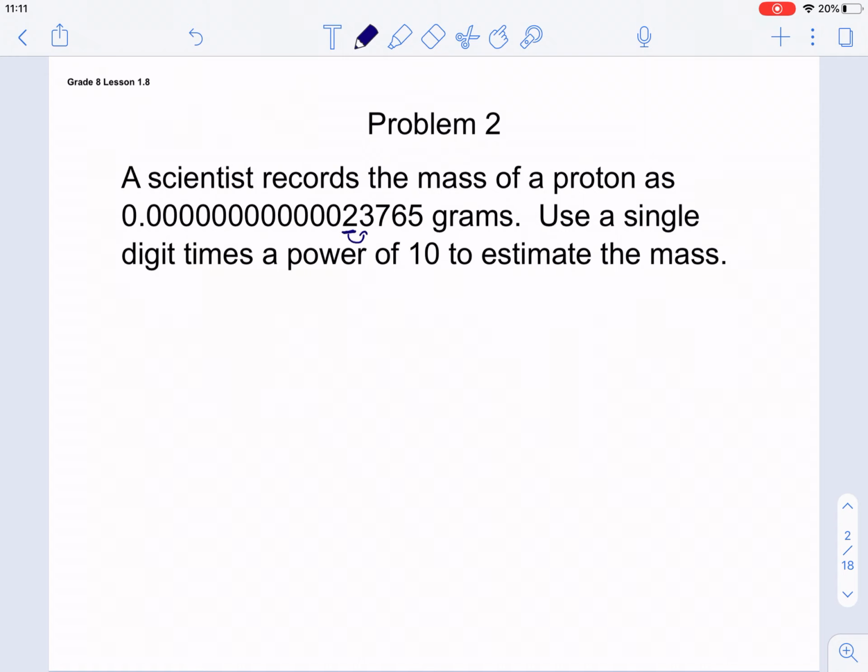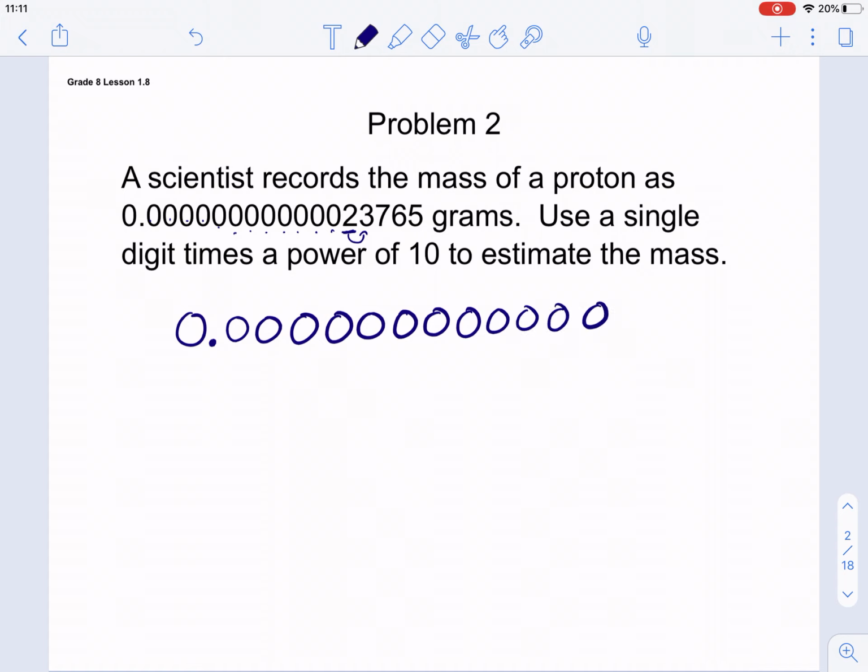So before the 2, there's 1, 2, 3, 4, 5, 6, 7, 8, 9, 10, 11, 12. There's 12 zeros, so I'm going to rewrite those 12 zeros. Since I'm rounding based off of this 2, after the 2 is a 3, so it's going to stay as a 2.